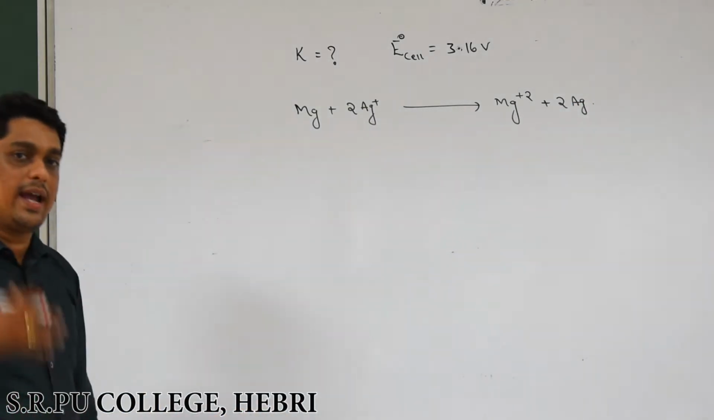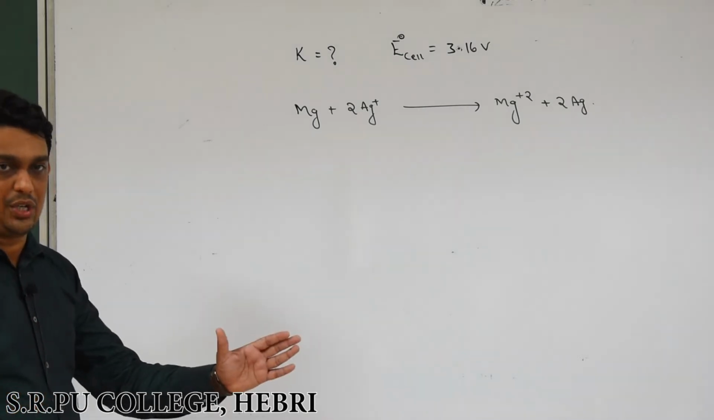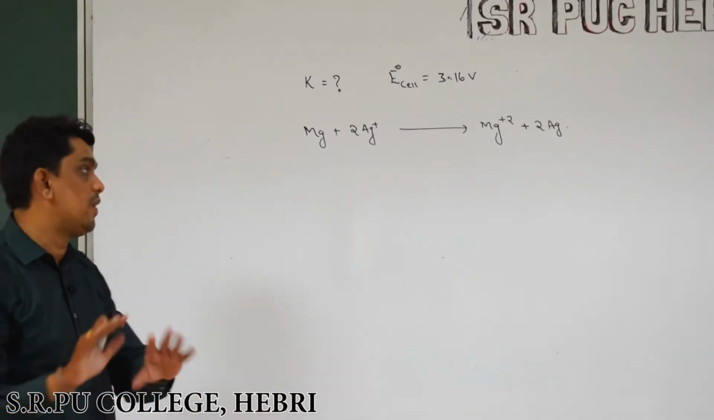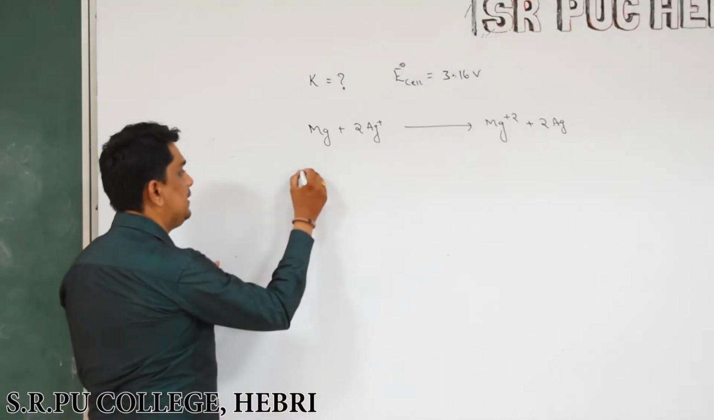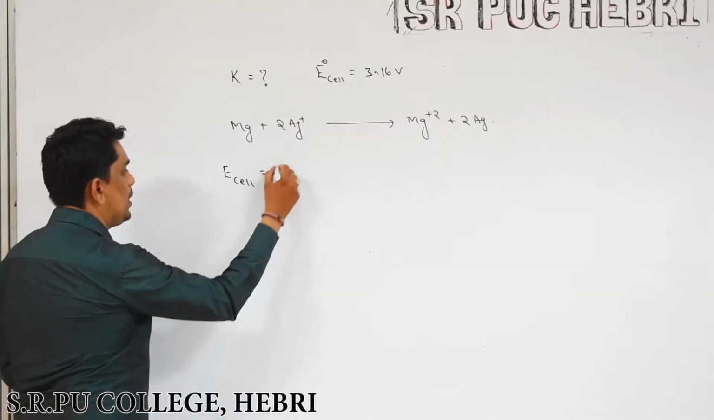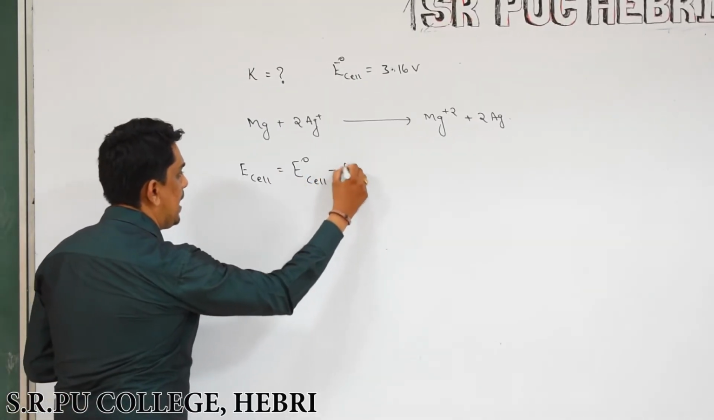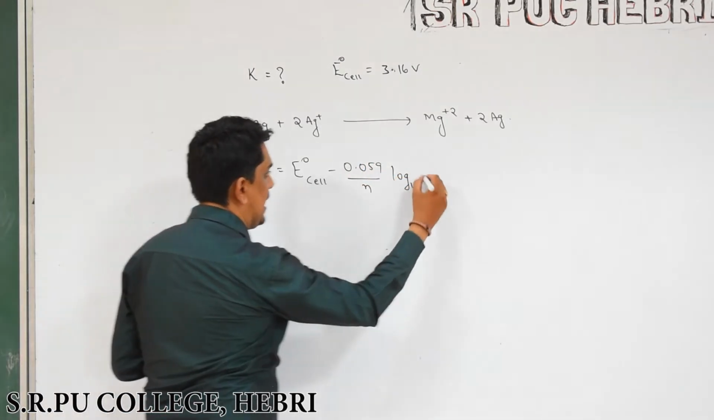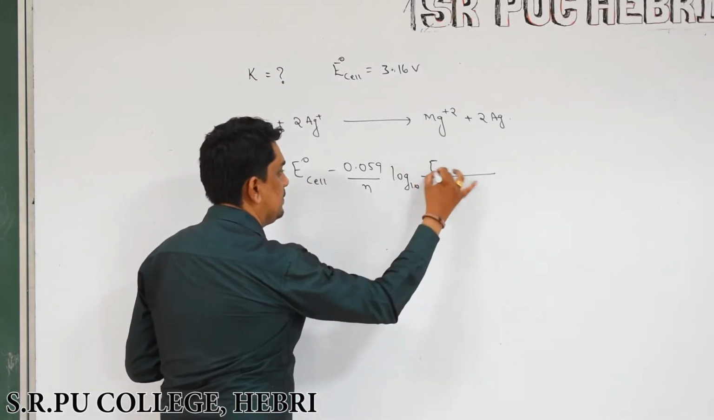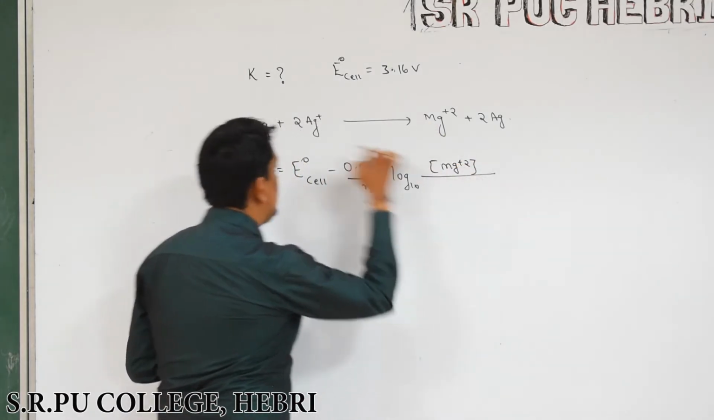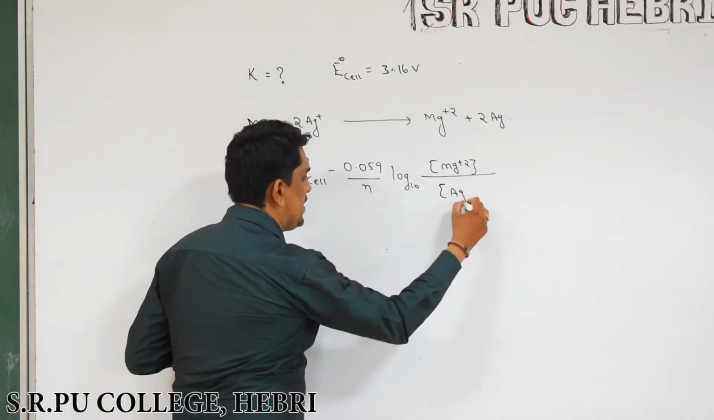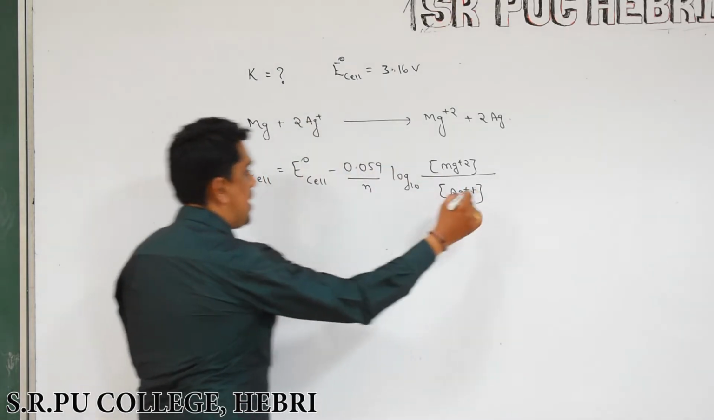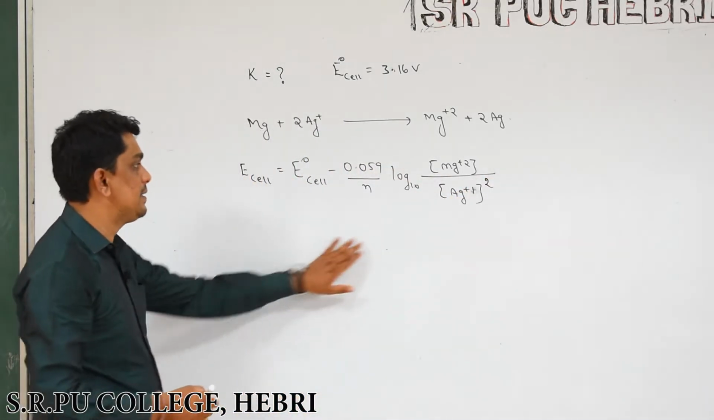So let me first write the Nernst equation for the cell reaction. I told you people that never ever go for by-hearting expressions. Always derive it. So let us derive it. E cell equals E naught cell minus 0.059 divided by n, log to the base 10, product side divided by reactant side. Stoichiometric coefficient, I have a habit of writing as a power.